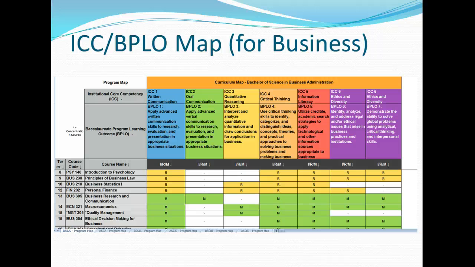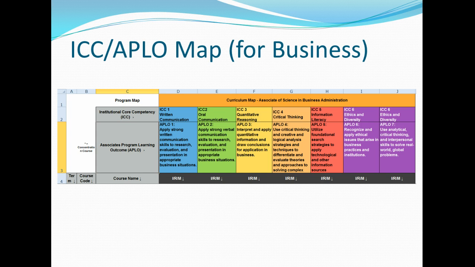And then if it is a blank white space, that is not measured in that particular course, so you do not have to have a student learning outcome for it. For instance, oral communication is not going to be measured in Principles of Business Law, Business 230. This is the one for the associates level, and we note that we used different Bloom's taxonomy verbs to differentiate our associates program learning outcomes from our bachelor's learning outcomes.